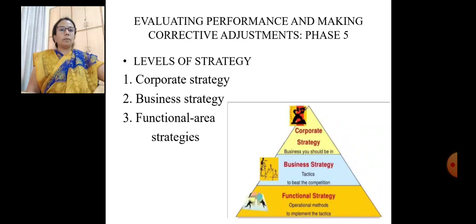The levels of strategy include corporate strategy, business strategy, and functional area strategy. You can see the image here, which clearly shows the levels of strategy, starting with the lowest level at the functional level, the next level being business strategy, and then corporate strategy. Well, functional area strategies concern the actions, approaches, and practices to be employed in managing particular functions, business processes, or key activities within a business.